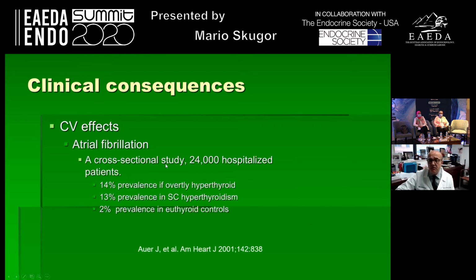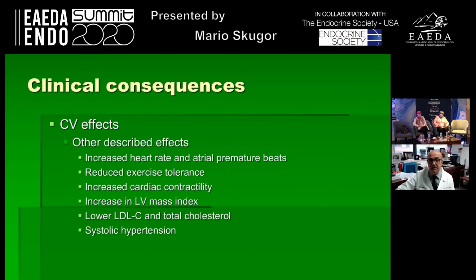There's another study, a cross-sectional study, of 24,000 hospitalized patients. Of overtly hyperthyroid patients, 14% had atrial fibrillation. In subclinical hyperthyroidism, 13%, but in euthyroid controls, 2%. So in this study, subclinical disease was almost as bad as overt hyperthyroid disease.